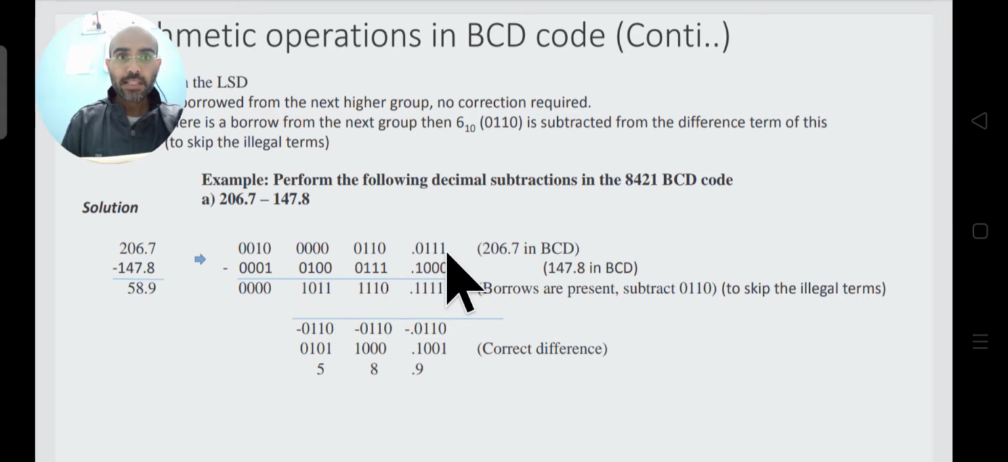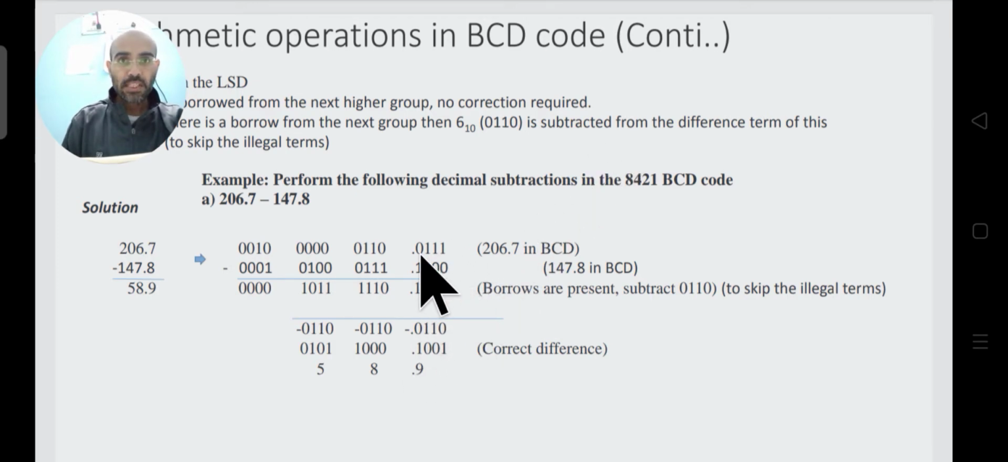We have to start from the LSD. In this case we can see that each digit is represented by its equivalent BCD. Then, starting from the LSD, the least significant digit, if I subtract the first group, I get this as the answer. Then we check whether a borrow is required from the next higher group or not. If there is a borrow, then we have to subtract 6 from the answer. That is what we explained in the last video also.